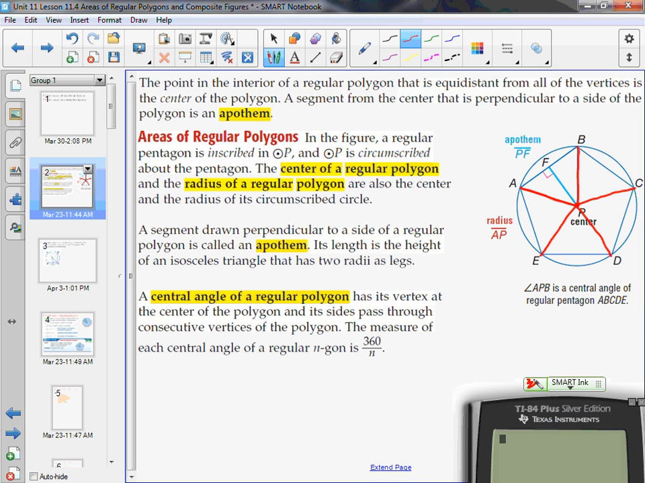A regular hexagon would have 6 radii. Okay? So unlike a circle, there's not an infinite number of them. There's only the number equals the number of vertices. Okay? The number of radii equals the number of vertices. All right, a segment drawn perpendicular to a side, we just talked about, is called an apothem. And a pentagon will have 5 of those. A hexagon would have 6 of those. Okay?